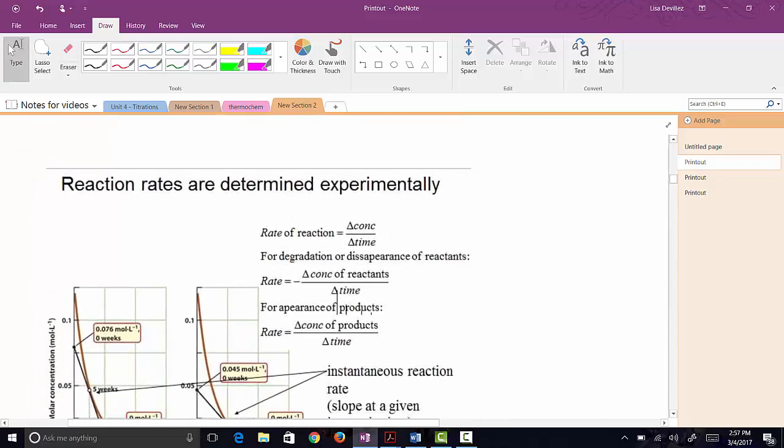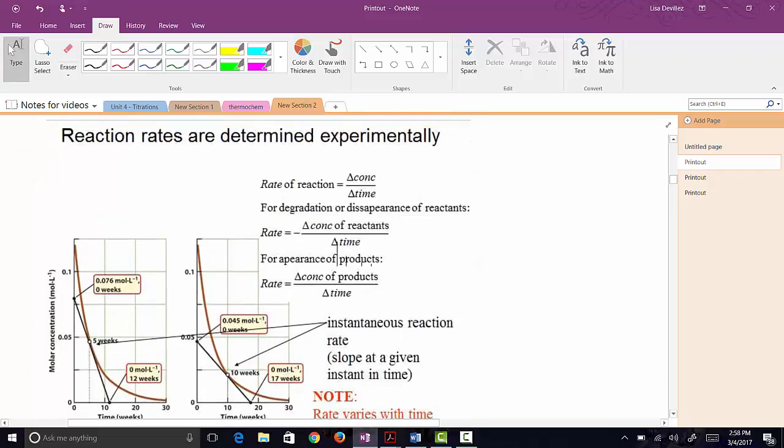Okay, a couple of things about this particular page here. One thing to note is this, that's why it's written so large here. Reaction rates are determined experimentally. We do not use the balanced equation to actually come up with a rate of reaction. We use experimental data, and a lot of what we're going to be doing in this unit is taking data and figuring out reaction rates from data.